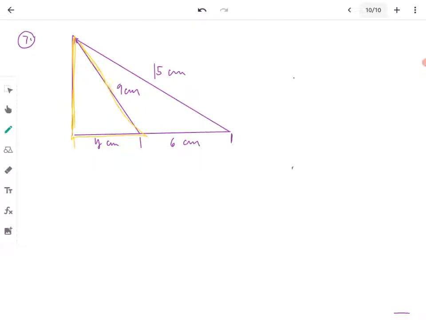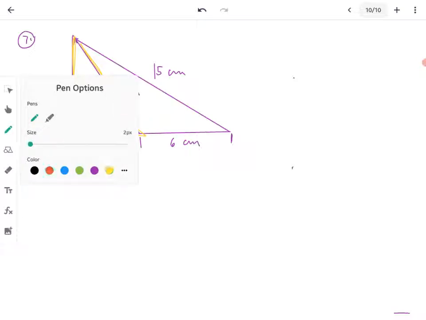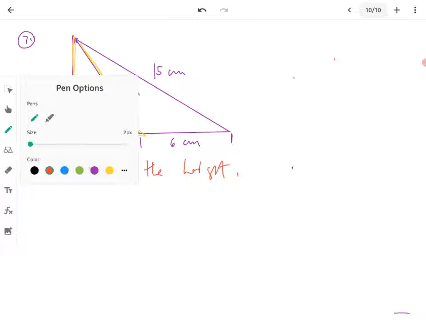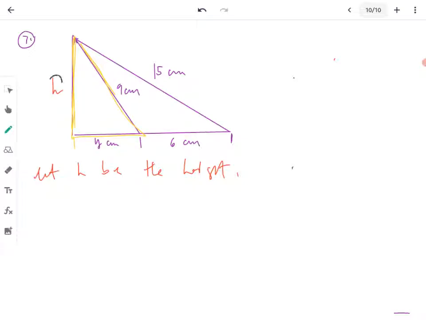there, okay, but we do not have this height. So let's say this is the height. So let h be the height. Okay. So using h, y, and 9, we can say 9 square is y square plus h square. We learned that.